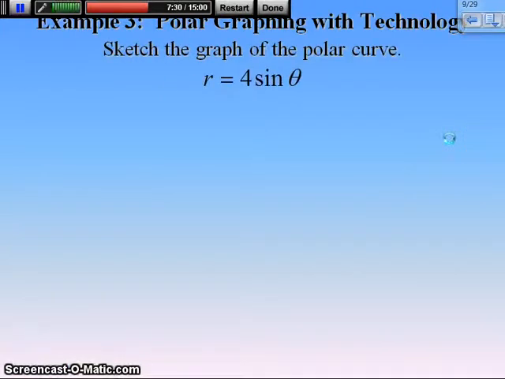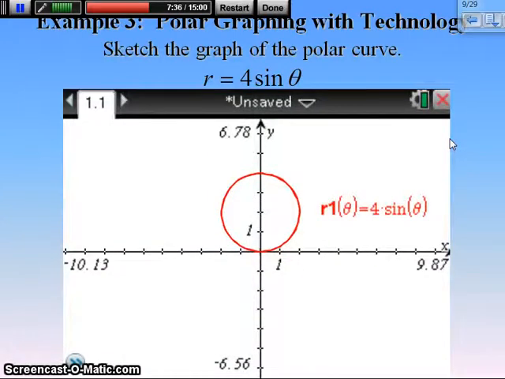All right, 4 sine theta. Go ahead and do that one on your calculator. Pause the video. Again, this one is another rose, but you see the number in front of theta is 1, and so it has 1 petal.